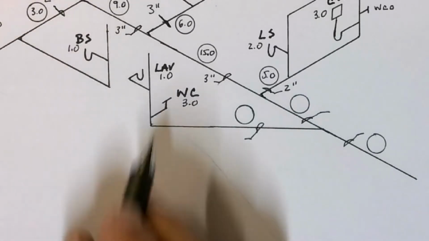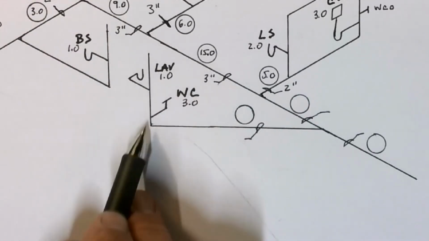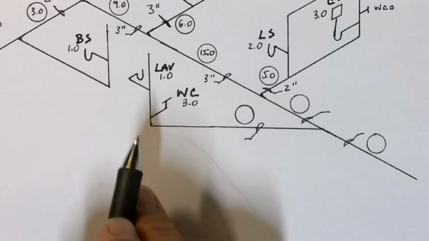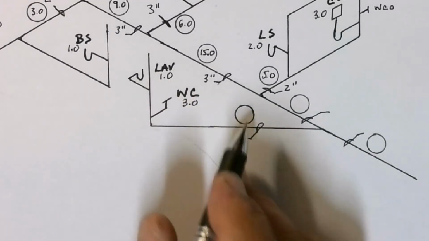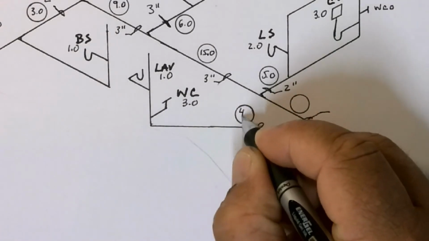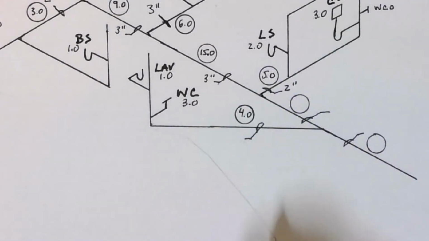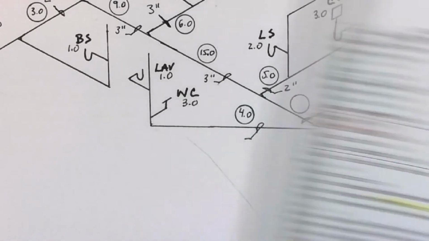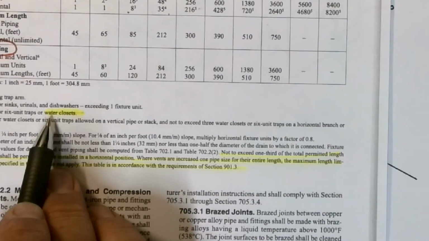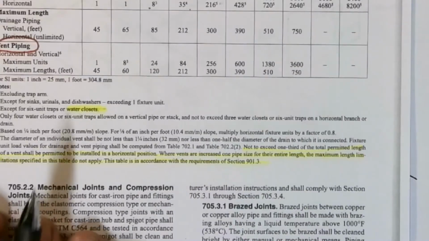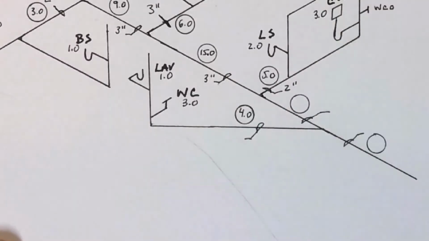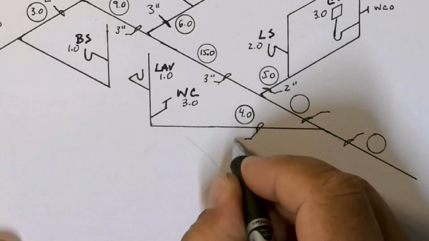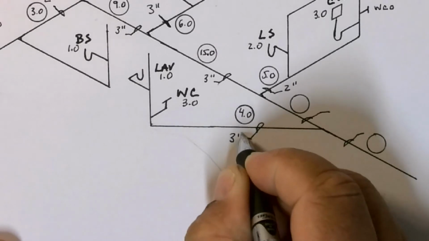Let's go to this one. This is a wet vented section, by the way. So you have 3 for the water closet, 1 for the lav. Total fixture unit value here is going to be 4. Water closet, the parameters for the water closet, again, note 3, right? Can't use the water closet on 2-inch pipe. So this bad boy is also 3-inch.